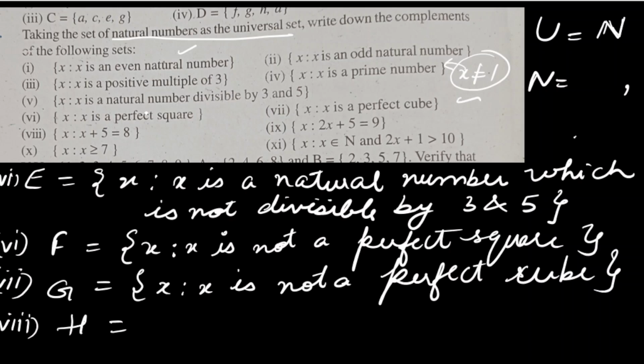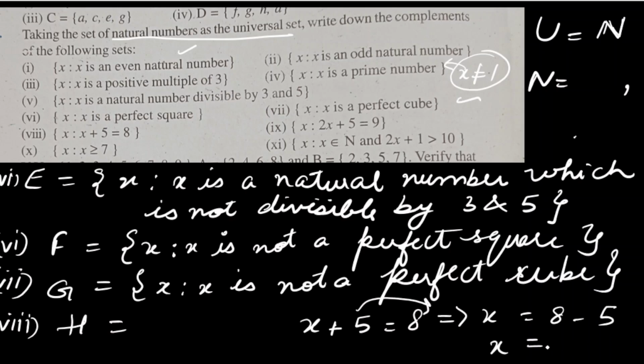Eighth one, in this part it's mentioned x such that x plus 5 is equals to 8. That means basically if I solve this equation, I'll send 5 to the other side. So it will become x is equals to 8 minus 5, which will give us x value as 3. So basically here in this question, the set is x is equals to 3.